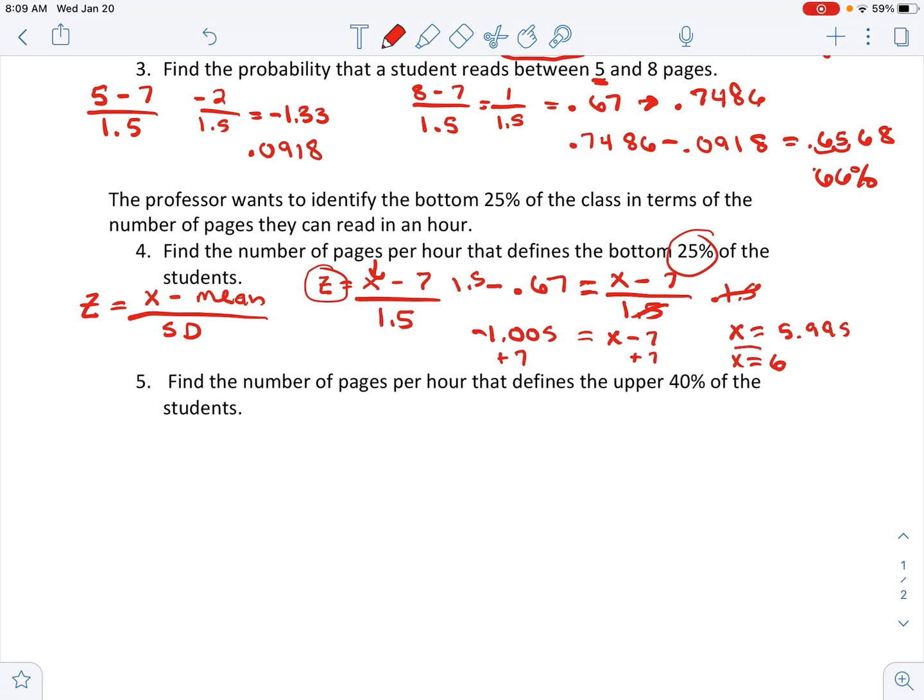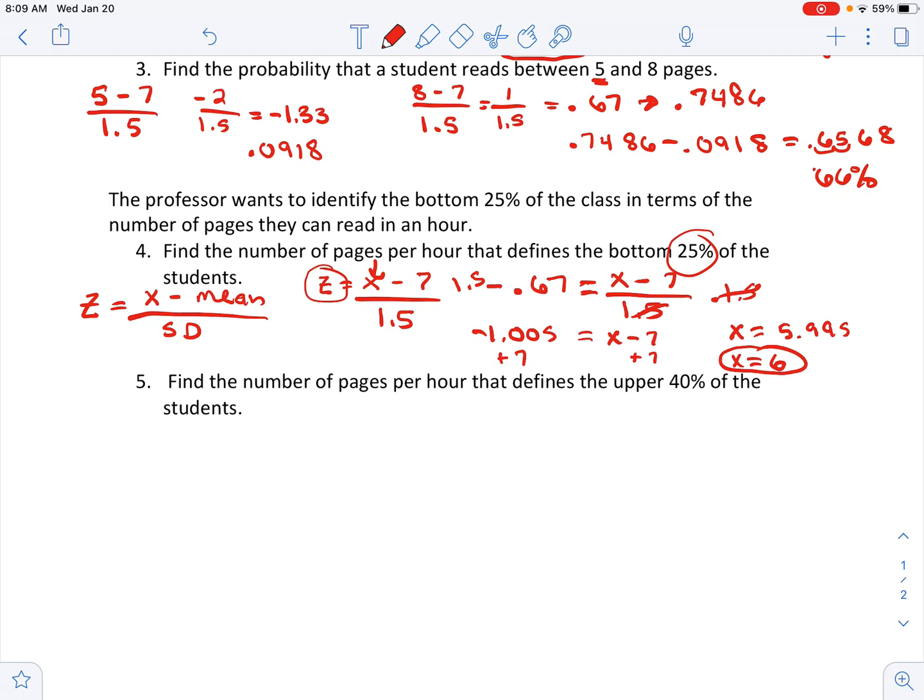So 6 pages read would separate the bottom 25%. So if you read 6 pages or less, you would be in the bottom 25% of the class. Okay, so now we'll go through something similar.